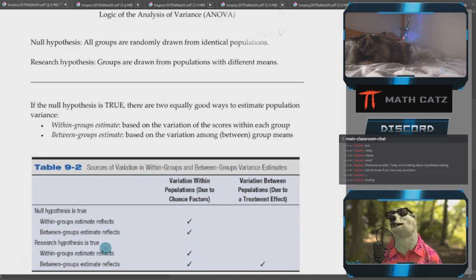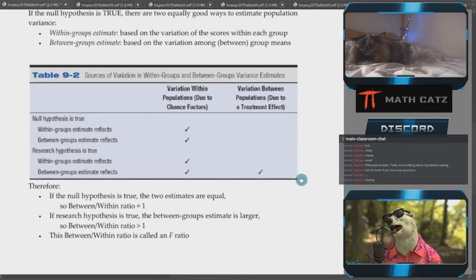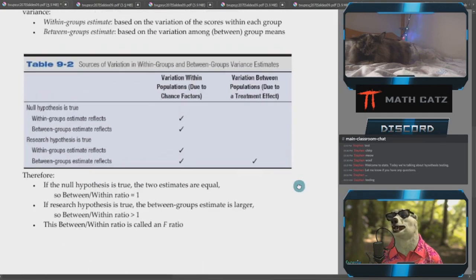But if the research hypothesis is true, and there is a difference in the underlying populations, yes, within the groups there will still be variation. That is captured when I look at the groups between each other. But there's also going to be a variation between the groups because they come from different populations. So this is going to be the key to how we approach this.